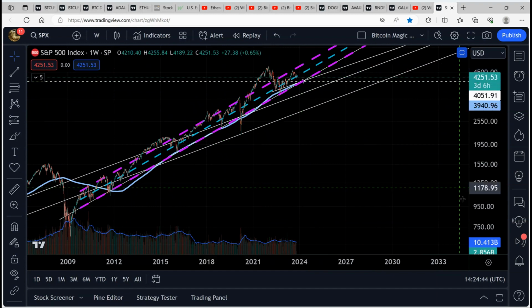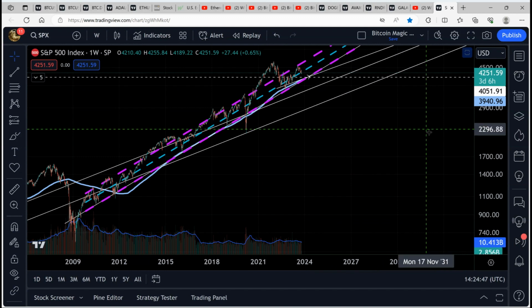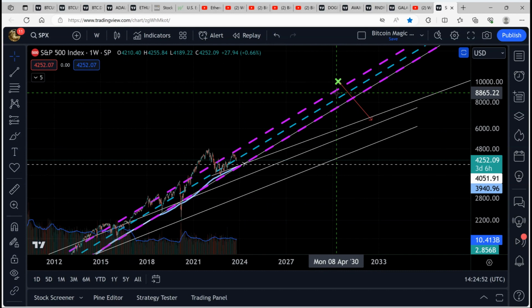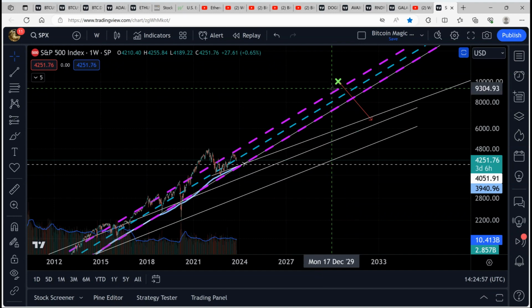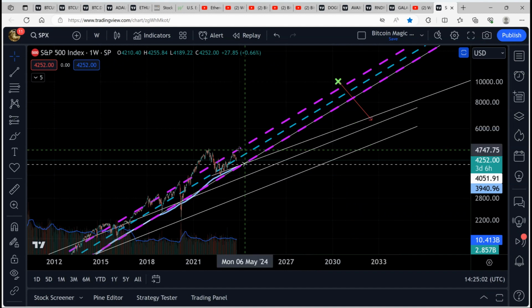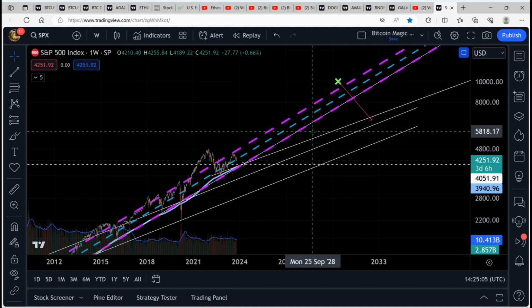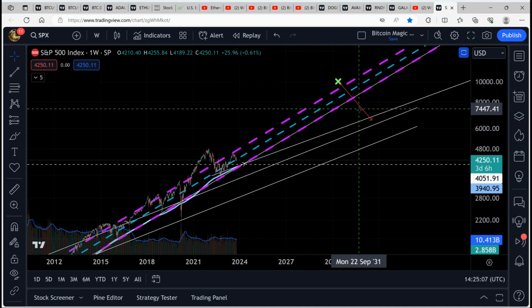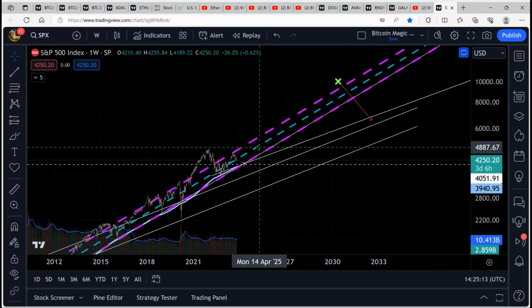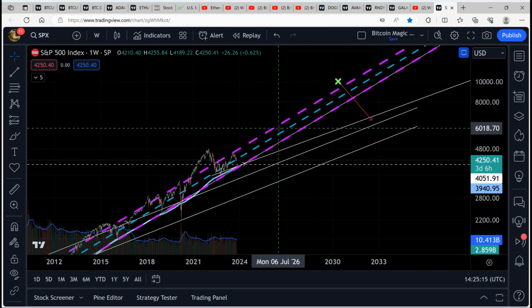Let me turn this off because that's messing me up. I believe we got a little bit more to go here until sometime in 2030, and then something will happen and we'll have a kind of a major correction. Maybe we go up here, come back down, go back up here. Who knows? Anyway, I think we got some more room to go up here, maybe up to 6,000 in a couple years or so, something like that.